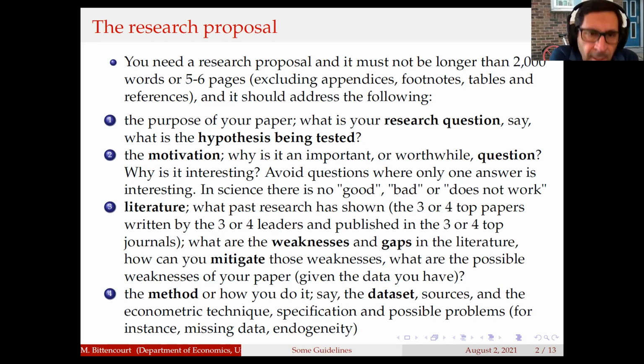So why? We are going to motivate. Why is it an important or worthwhile question? Does it matter to people? Does it matter for policy? Does it matter for welfare? Why is it interesting? Avoid questions, folks, where only one answer is interesting. In science, there is no good, no bad, or doesn't work, right? It's science. We are supposed to be precise, concise, clear, okay?